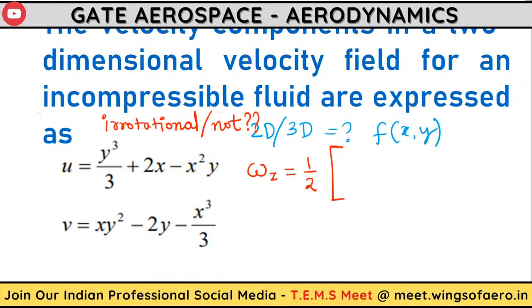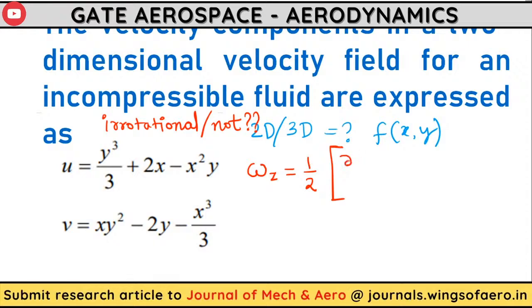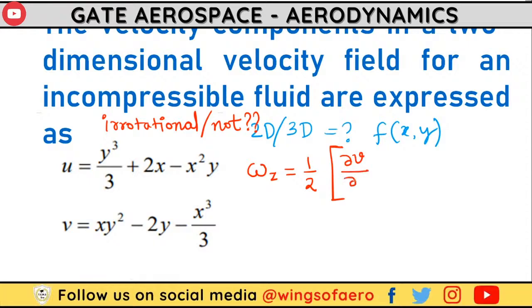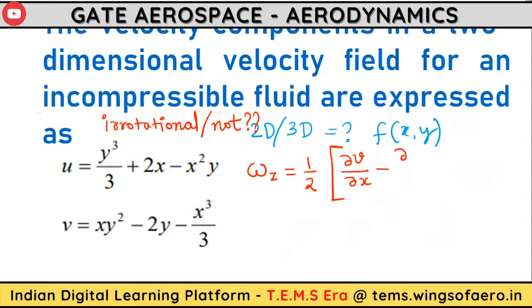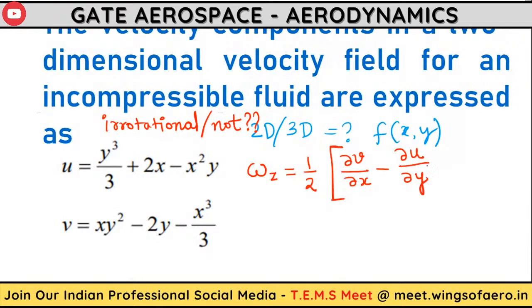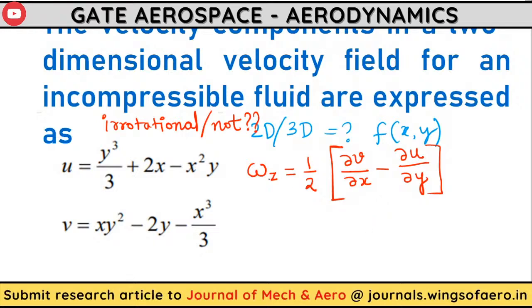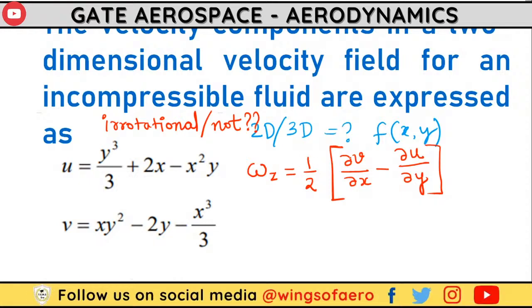Okay, good. I hope all of you remember the formula. What is the formula? Del v, and then we have the opposite component: not y, we will have x. Then minus del u, and here the opposite component, that is del y. So the angular velocity omega equals half of del v by del x minus del u by del y.